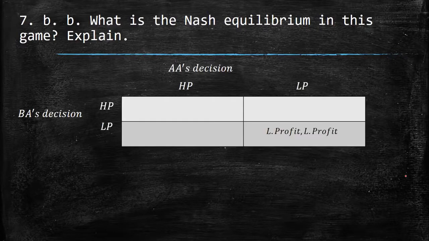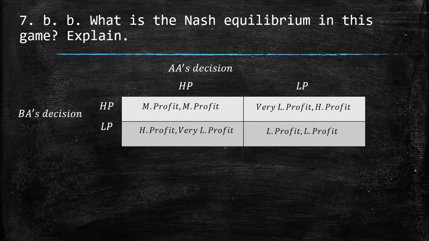Okay, let's start to analyze. So then we're going to start here from BA's decision. If AA will move to high price, what should be better, medium or high profit? Obviously high profit. So for this reason, the decision of BA should be high profit, so it means low price. Then when the other one moves low price, what should be better, very low profit or low profit? Should be better low profit.